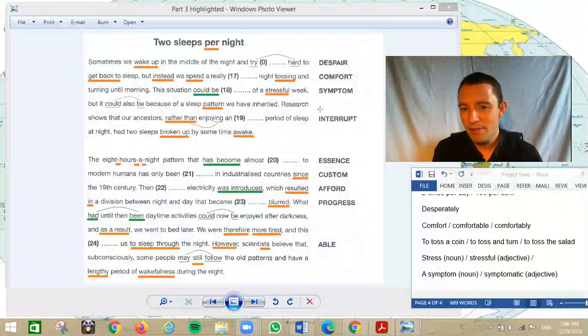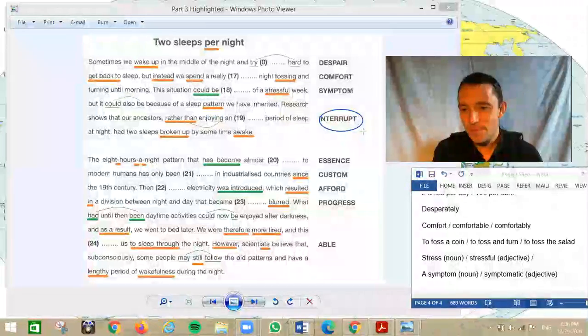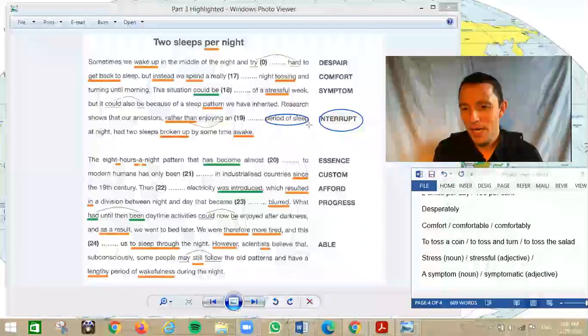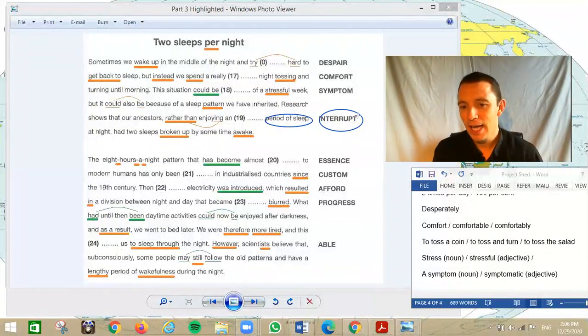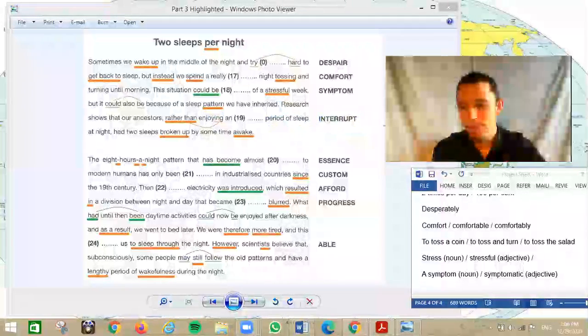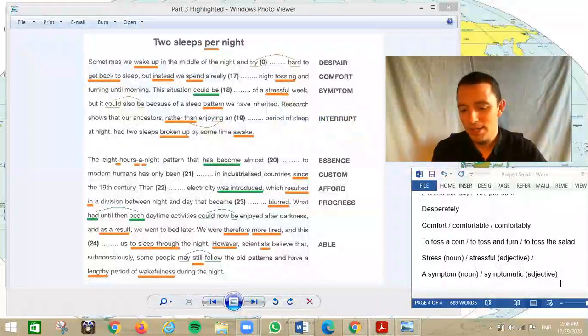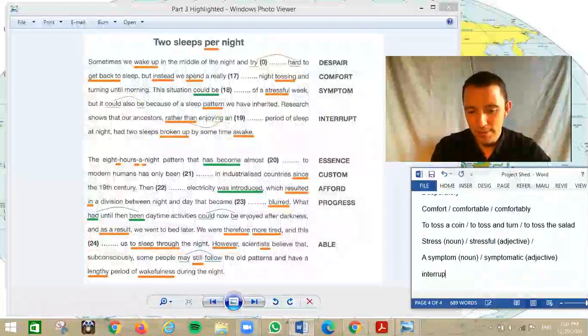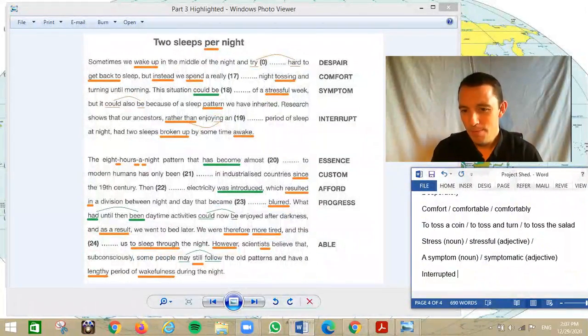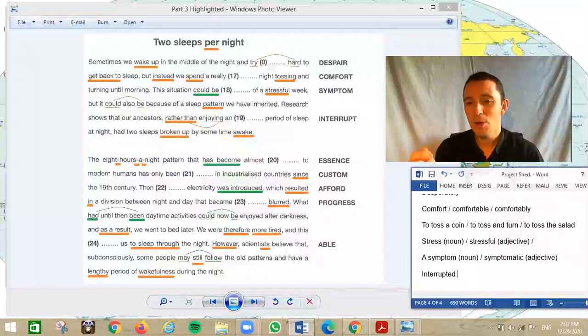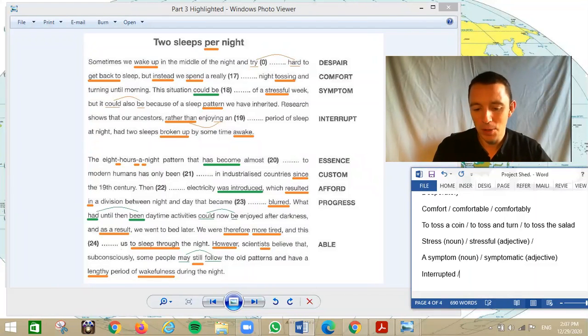And here we have the verb to interrupt, okay? But we have "period" as the substantive, and "period of sleep" is the substantive here. So probably we need the adjective. The adjective for interrupt is one possibility, interrupted, okay? But here, I don't think it fits. It doesn't make sense to have interrupted. So I think it's necessary in the negative, okay? So we need to say uninterrupted.